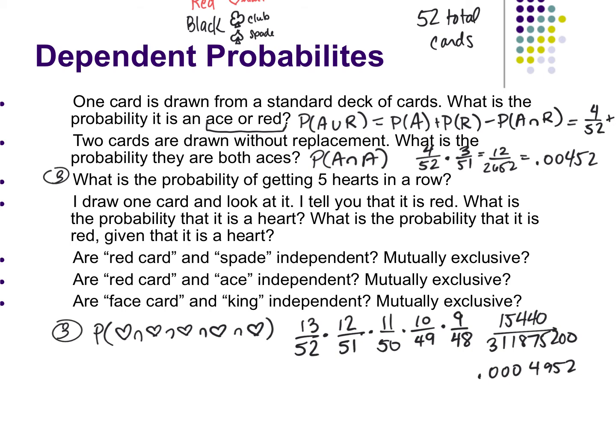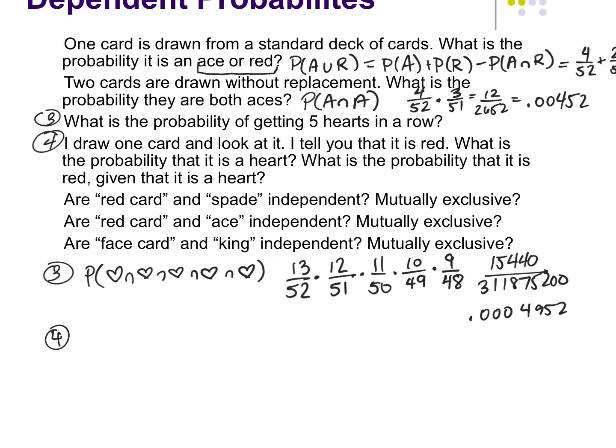I draw one card and I look at it. I'm holding a card. It's red. What's the probability it's a heart? What's the probability that it's a heart given it's red? Yes, 13 out of the 26. Because I know it's red, so I'm only choosing from the 26 red, and I know that 13 of those are hearts, so 1/2.